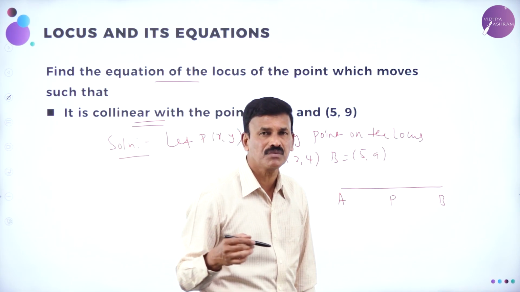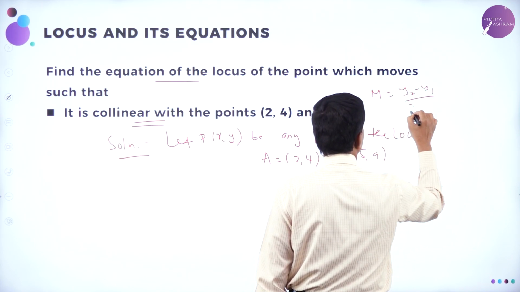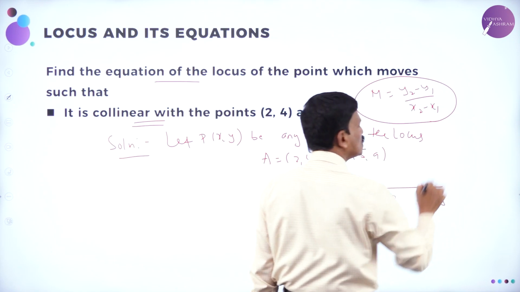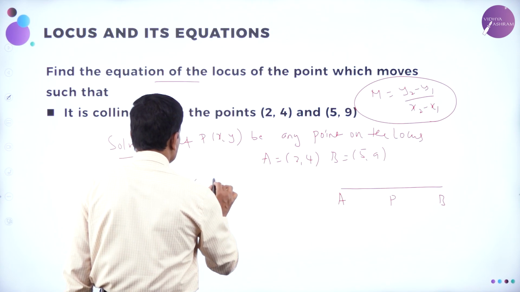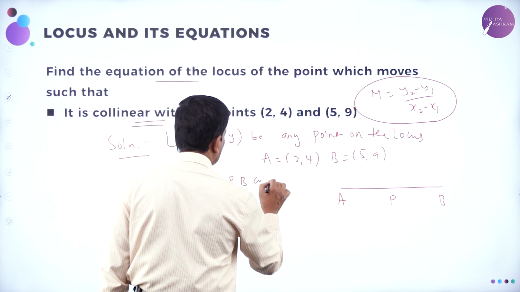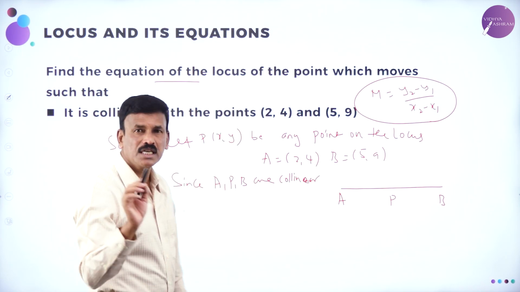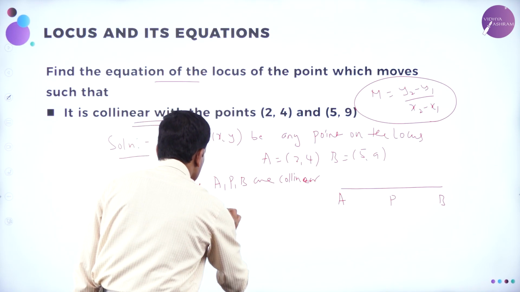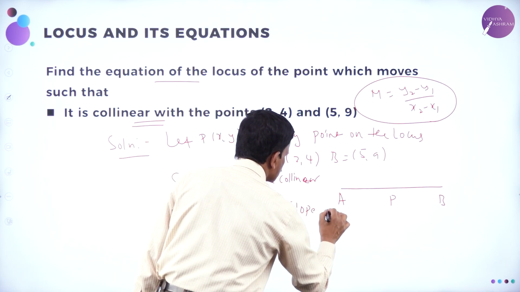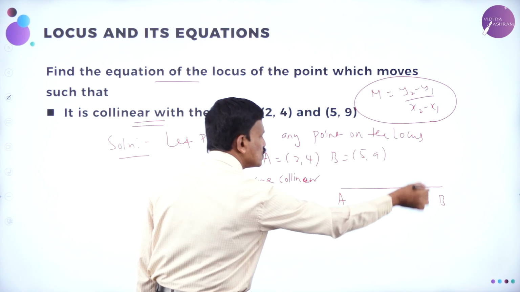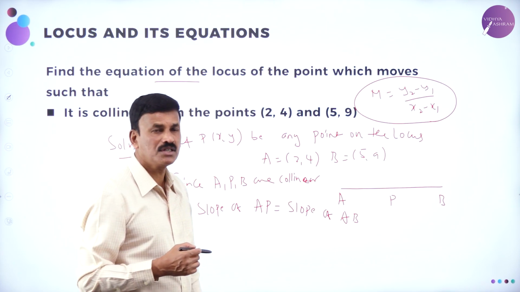We can make use of the formula for slope. Now, what is the slope formula? Slope m is equal to y2 minus y1 divided by x2 minus x1. Using this formula, we can simplify. Since A, P, B are collinear, therefore slope of AP is equal to slope of AB, right? Now, what is the formula for slope? y2 minus y1 divided by x2 minus x1.